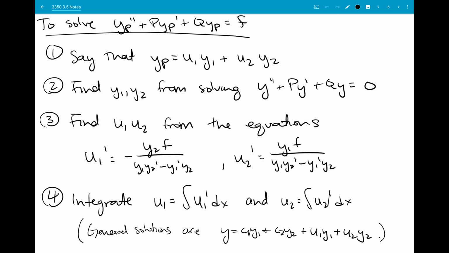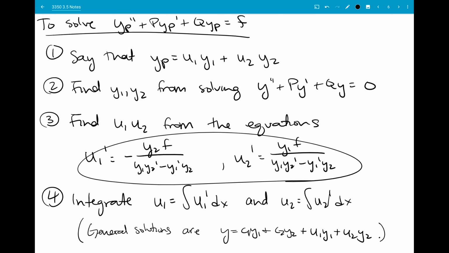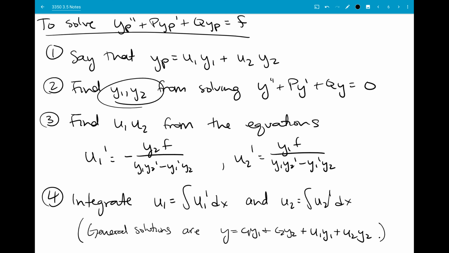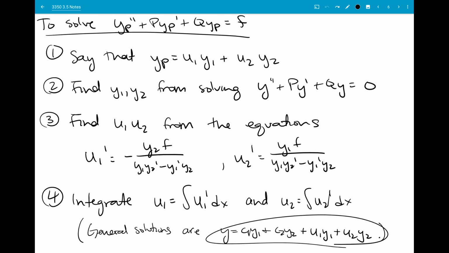So we sum that up by saying that the approach for finding this type of particular solution is to assume that form, just calculate u1 prime, u2 prime using the right-hand side of our ODE, and then the solutions y1, y2 from the homogeneous case. And then we integrate that formula to get u1 and u2.